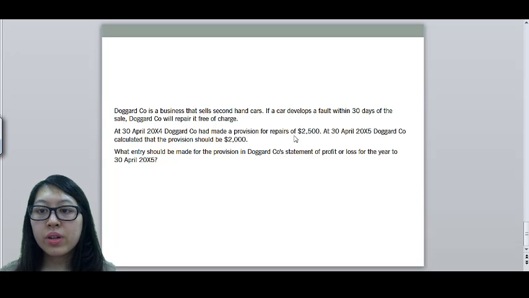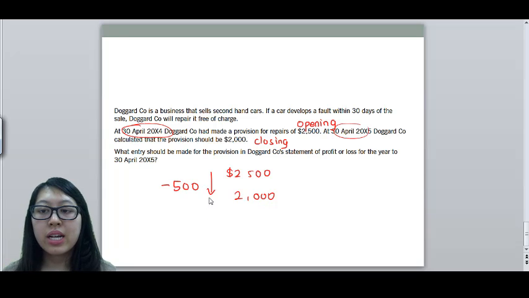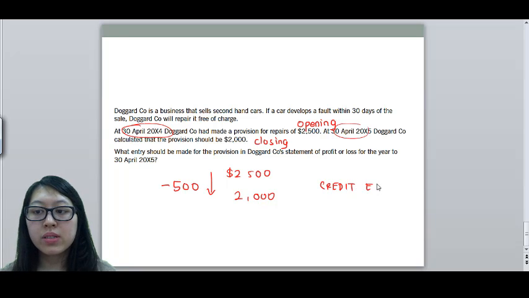Okay, this is the opening figure because it says 30 April 2004, and this was 30 April 2005, so this is our closing provision amount. So if in the beginning we had 2,500 and then we decreased our provision, that means we had to decrease by 500. So if last year we had recognized an expense of 2,500, this year in 2005 we should credit that expense. So we are going to credit our SOPL, okay, so credit our expenses by 500.